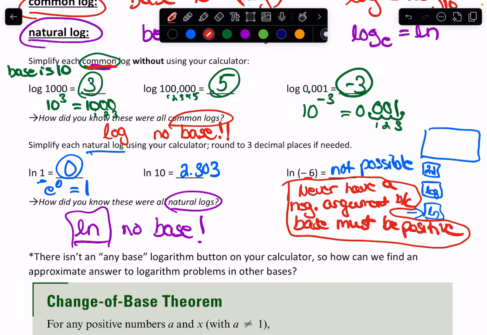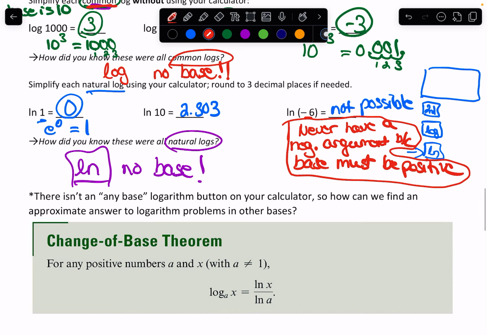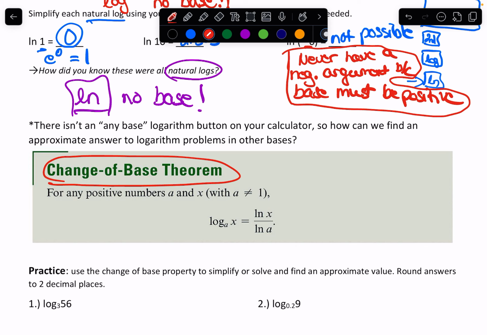Okay, there isn't an any base log button on your calculator, so how can we find an approximate answer to log problems in other bases? So what we're going to do is we're going to use the change of base theorem. So for any positive numbers a and x with a that does not equal 1, we have the log base a of x can be written as natural log of x over natural log of a. We can also write it as a common log of x over common log of a.